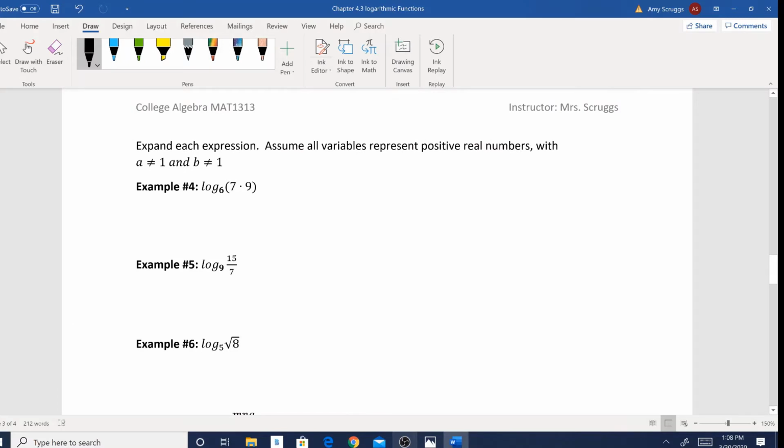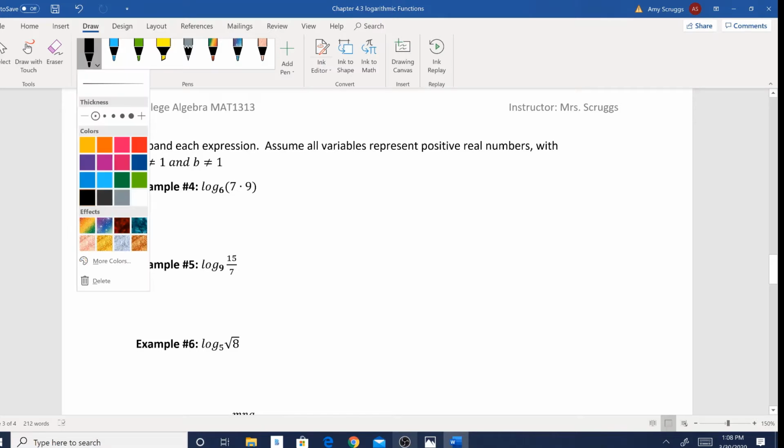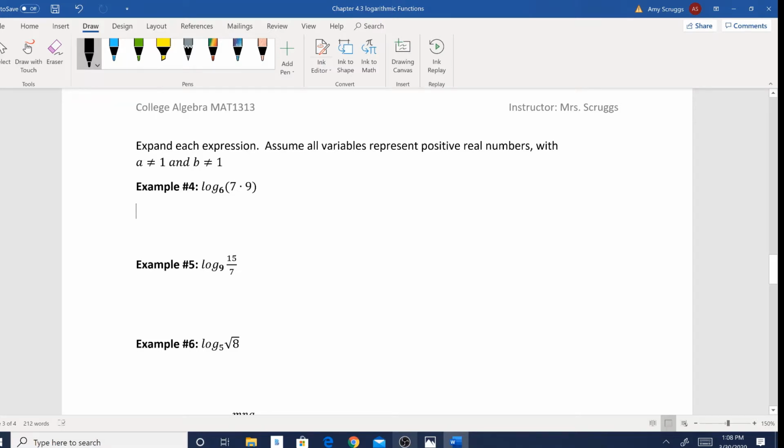Starting with example 4. This is an example of the product property, which states that if two numbers are being multiplied together, it can be expanded or rewritten as two logs with the same base, of course. So let me rewrite this. It would be log base 6 of 7 plus log base 6 of 9. These two things actually give us the same answer. If we type that into the calculator, we would get the exact same number.